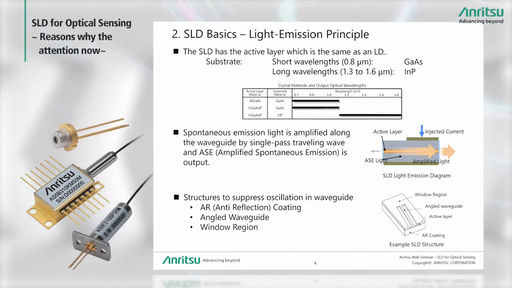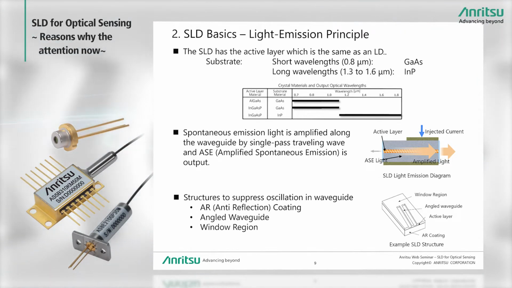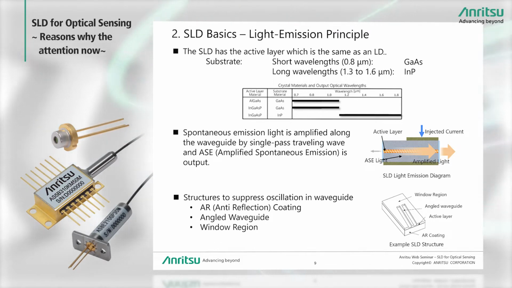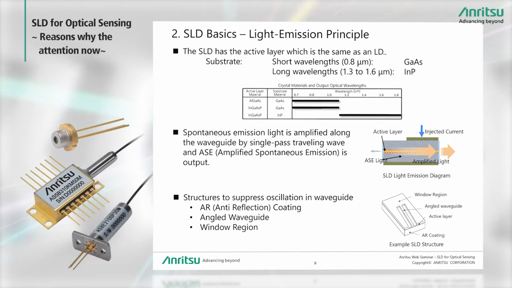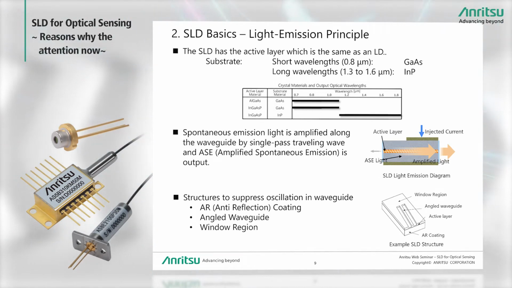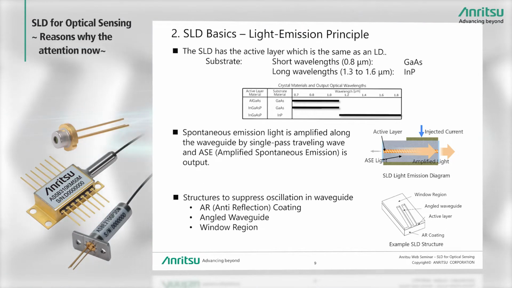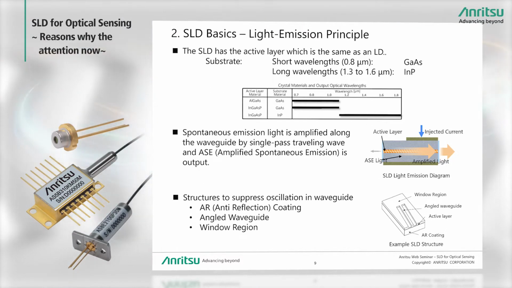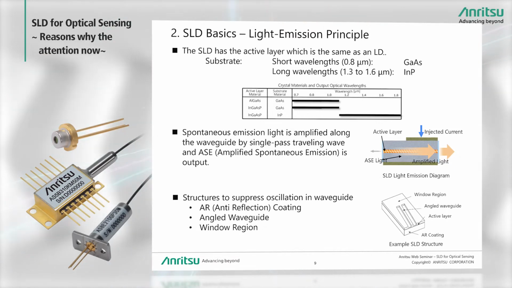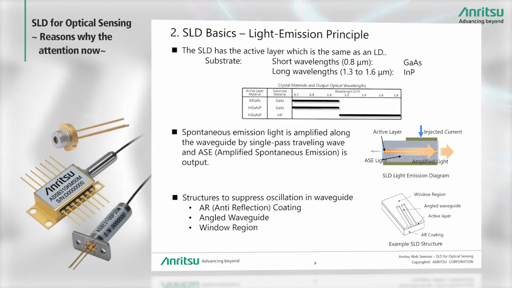If oscillation occurs, the laser oscillation prevents generation of ASE light over a wide wavelength range. The diagram on the right shows the structure for controlling oscillation. The first basic countermeasure is an anti-reflection coating on both facets. In addition, the waveguide angled configuration with a window region suppresses the return of light reflected by the facet to the waveguide. Next, we'll look at the three features of SLD.